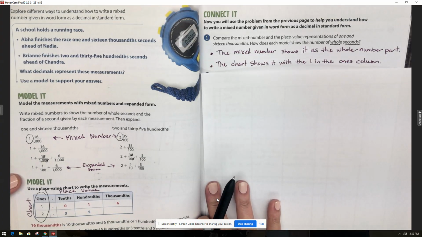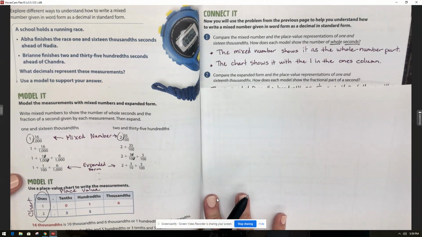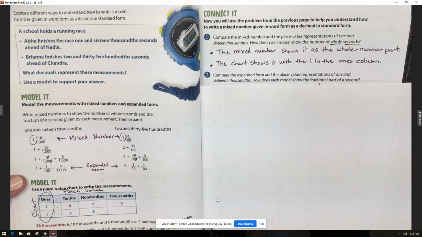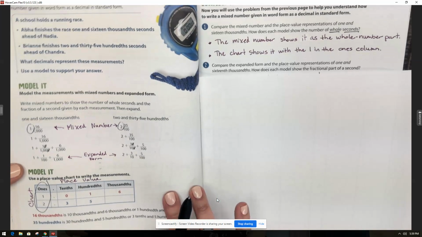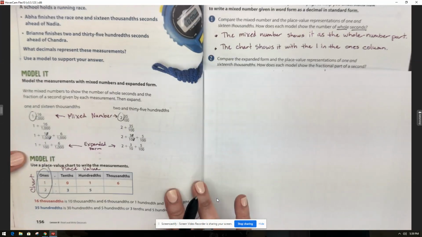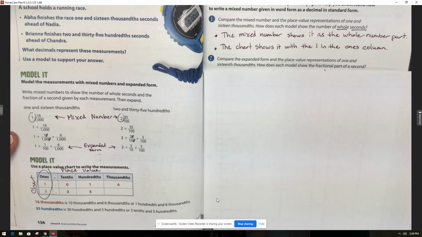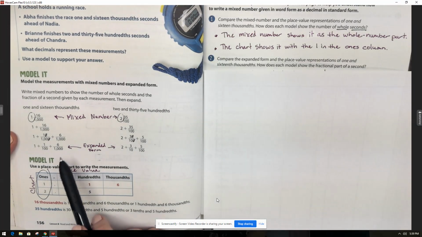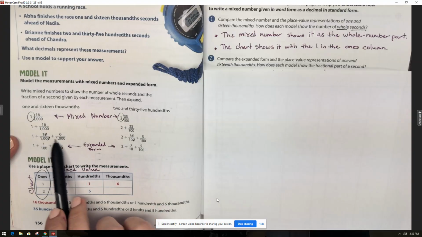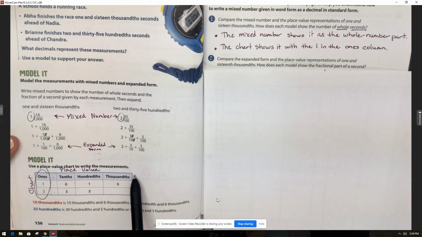Go ahead and pause it if you didn't get that. Otherwise, we're going to continue on. Compare the expanded form and the place value representations of 1 and 16 thousandths. How does each model show the fractional part of a second? So we're looking at this expanded form here, and we're looking at this part of the place value chart here.